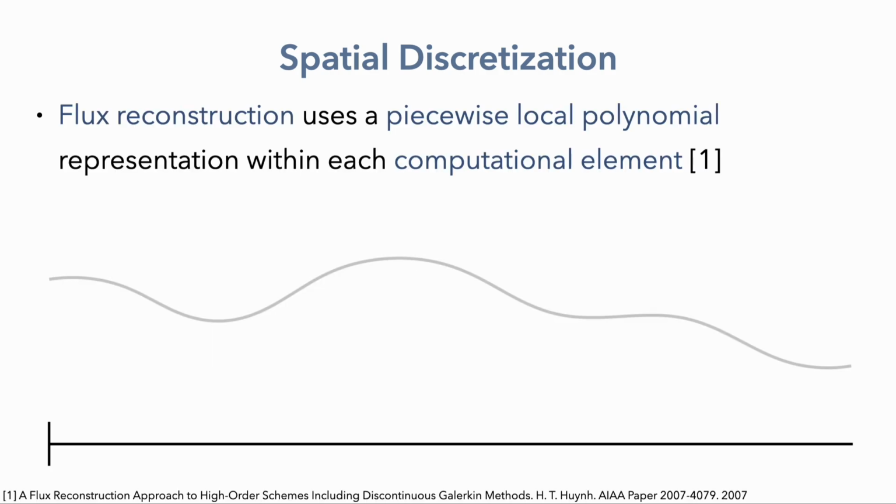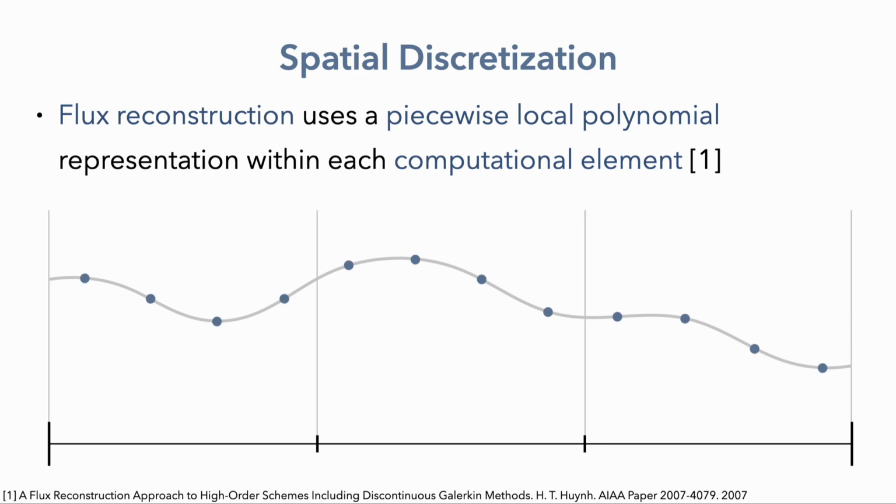So as I mentioned previously, we're going to use the flux reconstruction approach. What flux reconstruction does is it uses a piecewise local polynomial representation of the solution within each element. So what you can imagine here is we have our computational domain. Let's say it starts here and ends here. And gray is showing the exact solution. So let's say this is our exact initial condition that we want to impose. And from that initial condition, we want to advance this solution forwards in time.